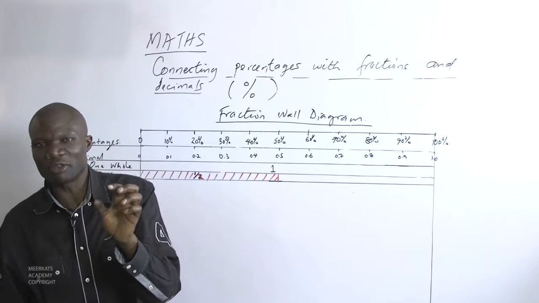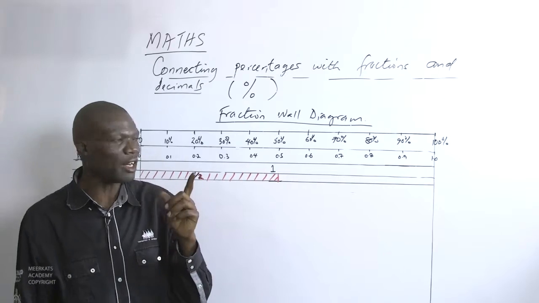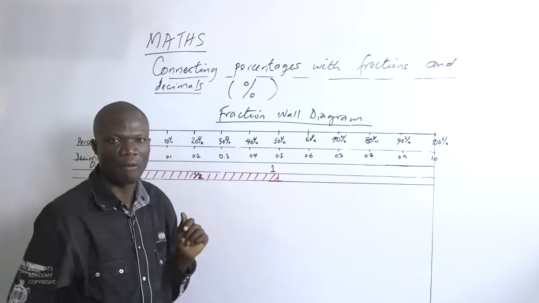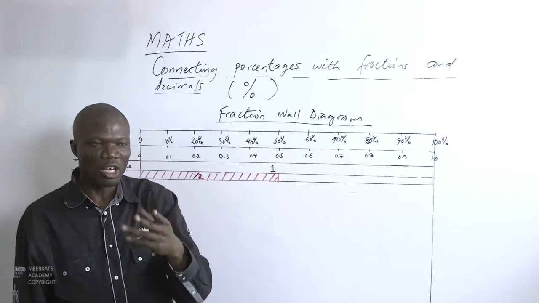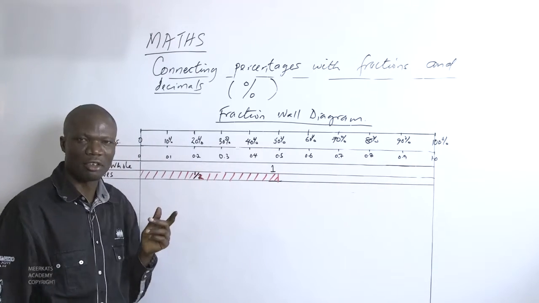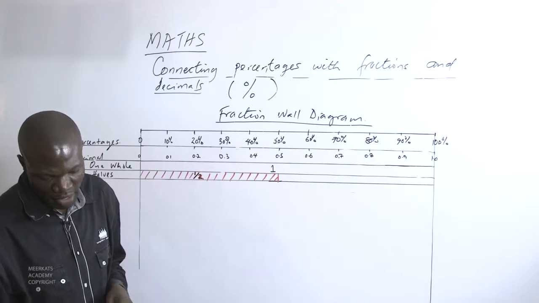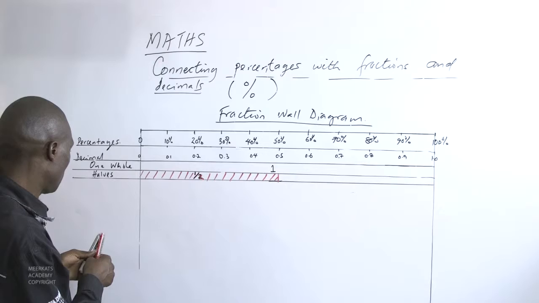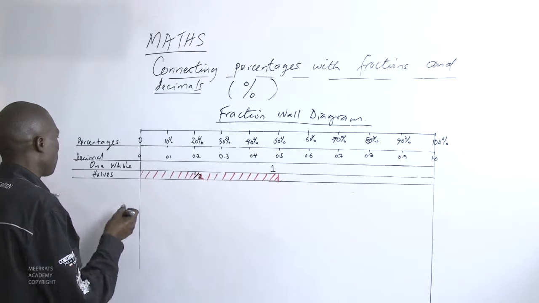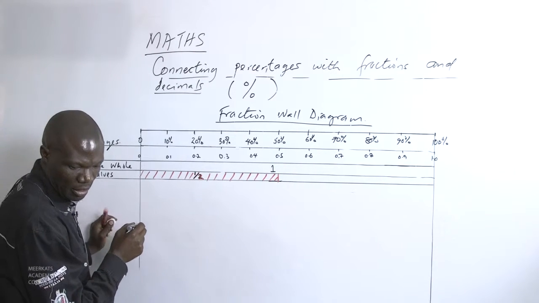So how many halves makes 100%? 2. How many halves makes 1.0? 2. How many halves makes a whole? Those are 2 halves. We have a wall that shows when we have thirds.